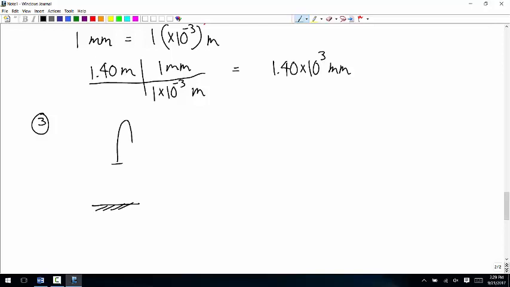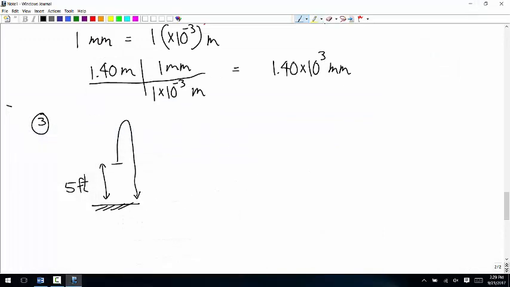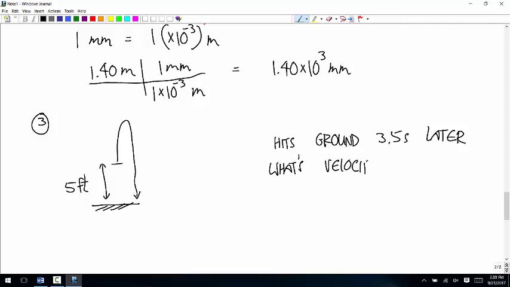Okay, so it's launched into the air. This is 5 feet. It hits the ground 3.5 seconds later. Is that what I said? And we want to know what's the velocity at the instant it's launched.